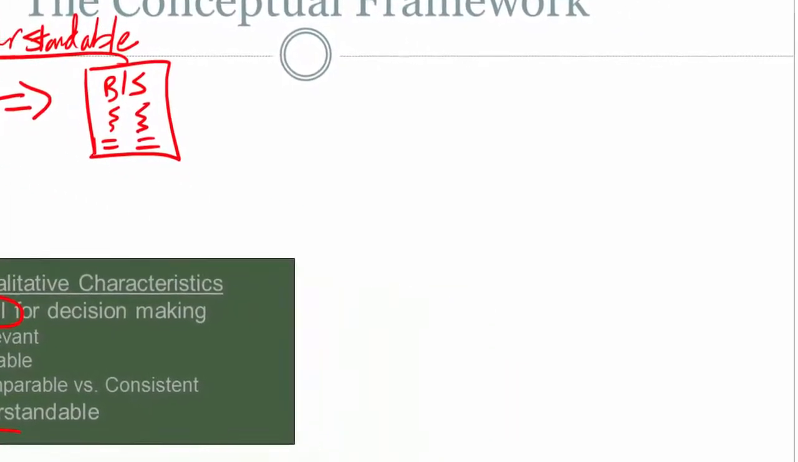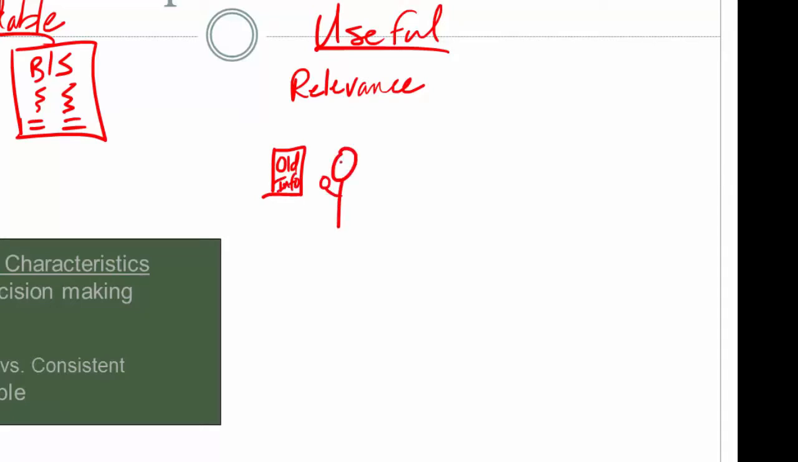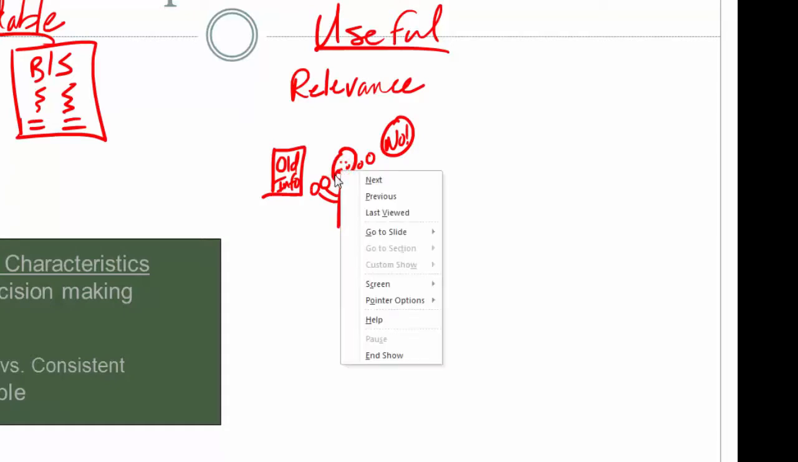Next then comes the idea of being useful. And under the idea of useful, we have two key ideas. The first is relevance. In order for something to be useful, we want to avoid having it be old information. It comes out so late that basically an investor looks at it and just says, oh, I'm not interested in that. Right? He's trying to ward it off. He's not interested. Okay? So we want it to be new enough that it's actually useful for an investor.